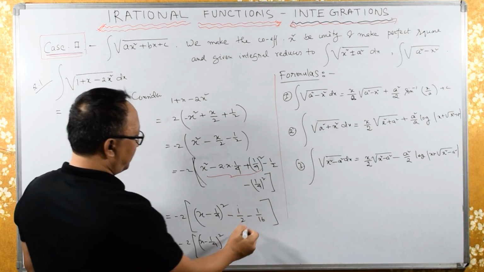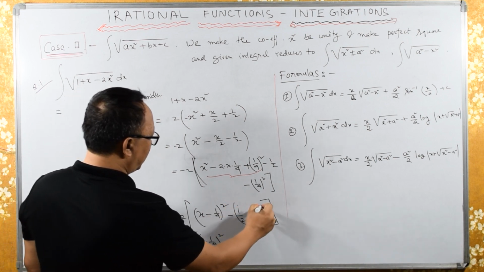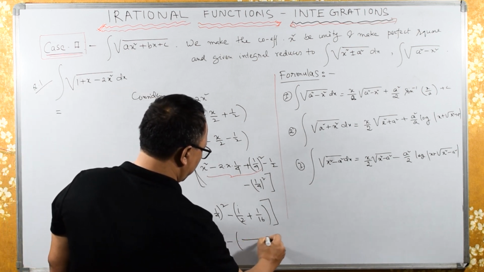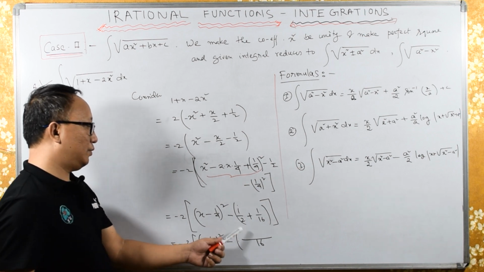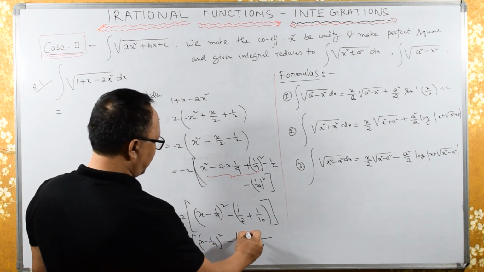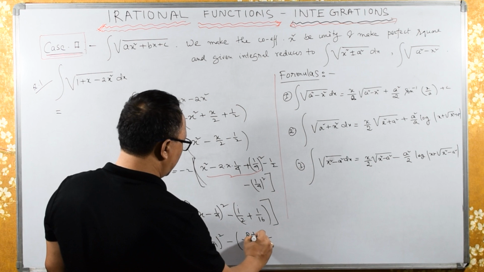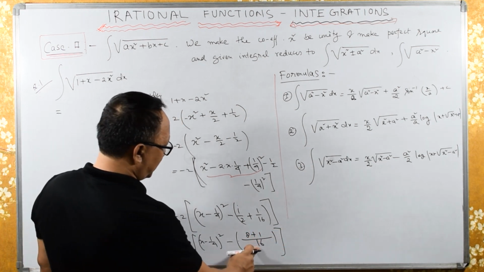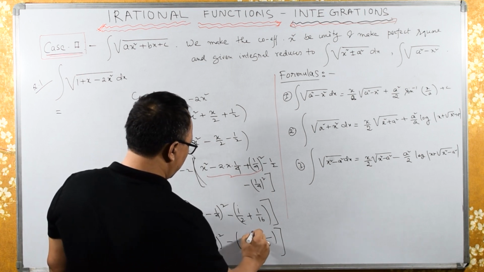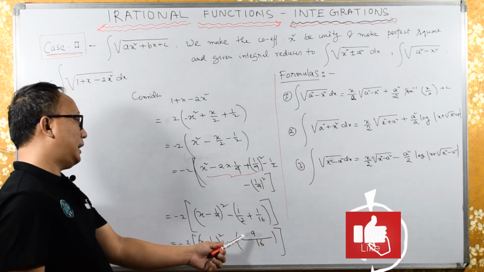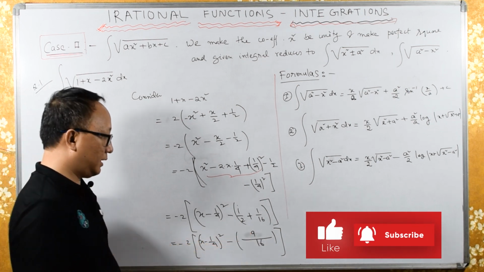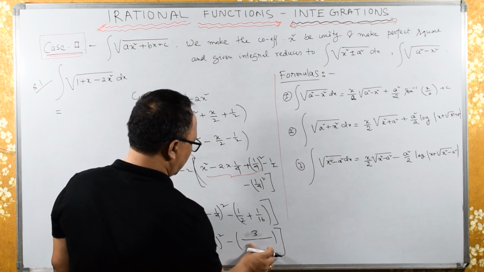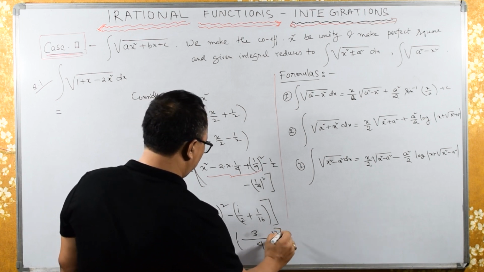It will be plus, if I take minus common. So minus, let's take LCM, 16 to 8. 8 plus 1 is what? 9. 9 upon 16. Here we are getting 9 upon 16. 9 is what? 3 3's are 9, 4 4's are 16, so 3 by 4 the whole square.